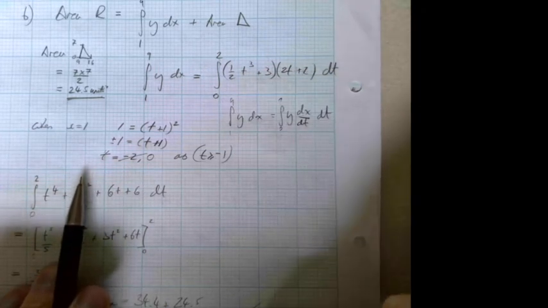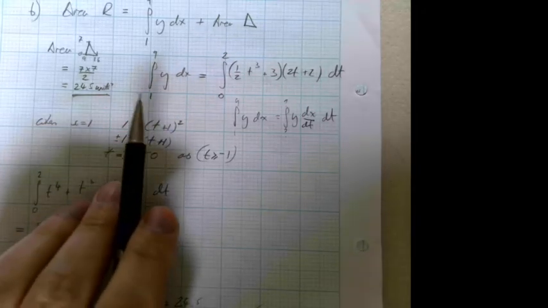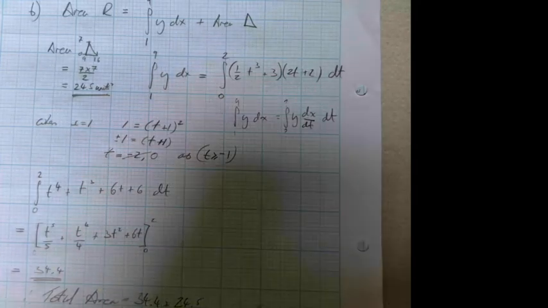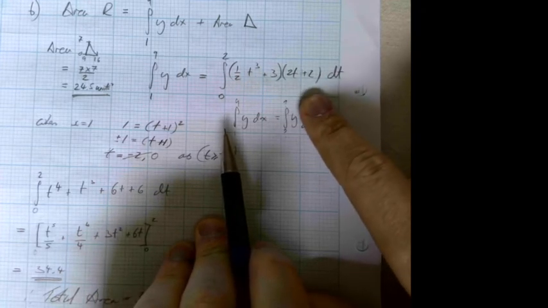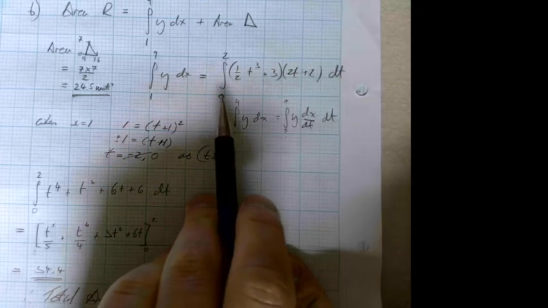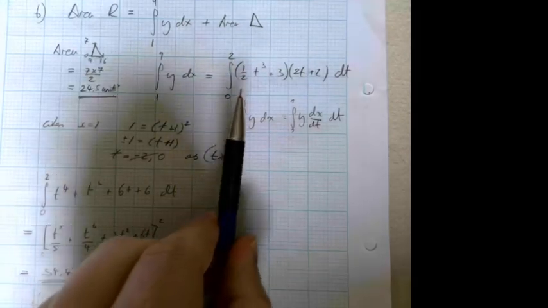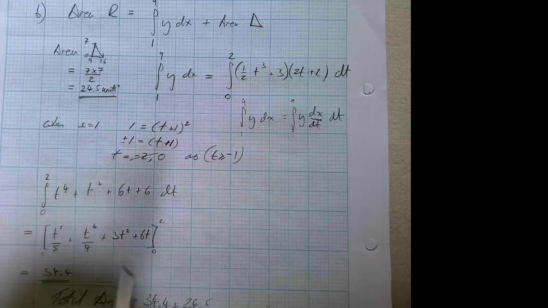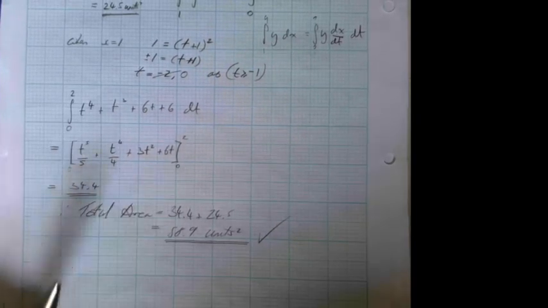Likewise, we can do the same when x is 9. But actually, in the question, we were already told t was equal to 2 when x was 9. So we've actually already been given that bit. We found our dx by dt earlier, which was 2 lots of (t plus 1), that's the same as 2t plus 2. We know what our y was as an expression, so then it's just a case of starting off to expand this to make life a bit easier. So we get that we've got to integrate t to the power 4 plus t squared plus 6t plus 6 with respect to t.